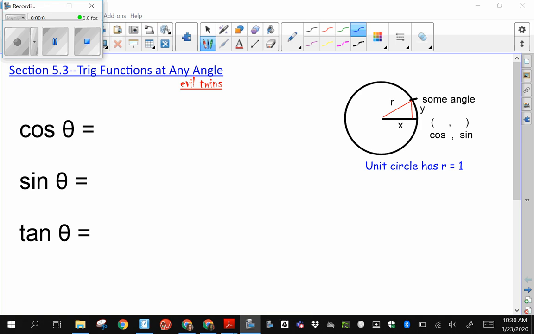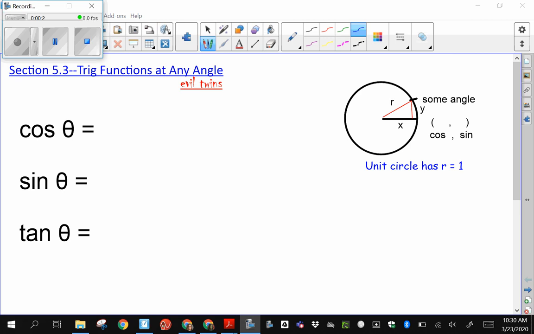All right, we're going to get started on section 5.3. We do have some material in here that we've been talking about already, which is great, kind of putting together all the pieces with the unit circle here. So we're going to start by identifying the appropriate trig ratios within the unit circle.